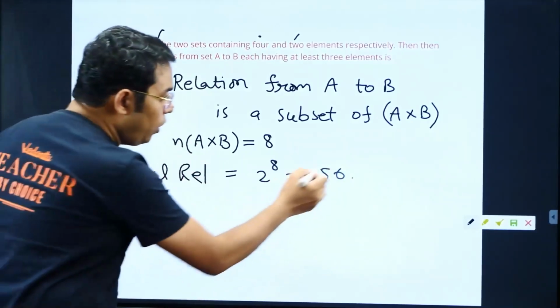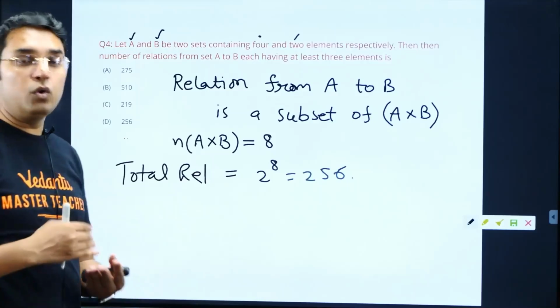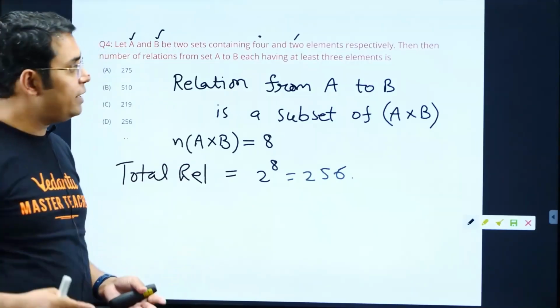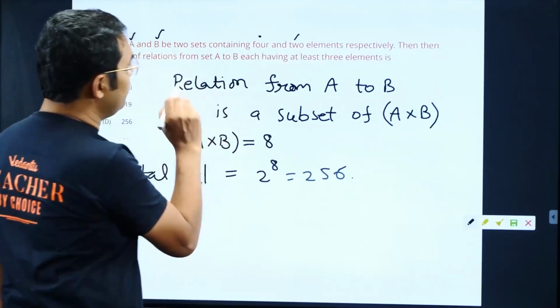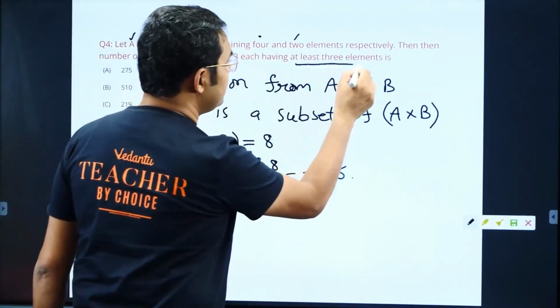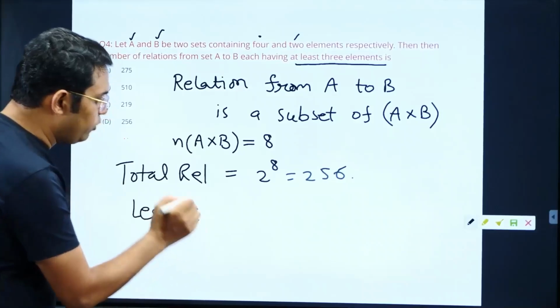But all these relations will include those subsets also which are having no element in it, or one element in it, or two elements in it. But we are looking for those relations from A to B which are having at least 3 elements. So we have to subtract how much?